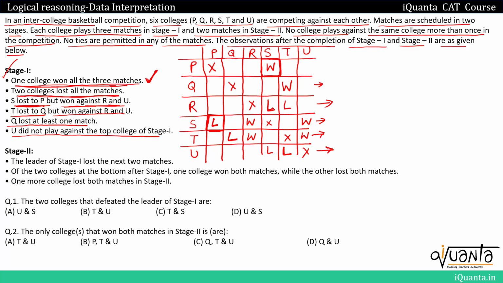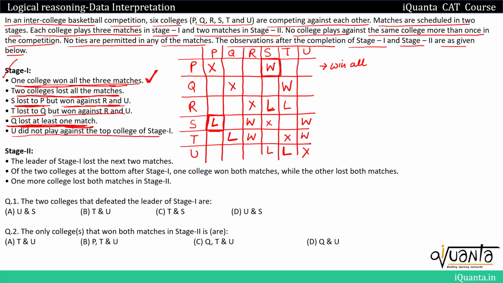About Q and P, we were given that Q lost at least 1 match. So if Q is losing at least 1 match, then definitely Q also cannot be the college that is winning all the matches. So we have only one college left, that is P. P will be the college winning all the matches. That means all 3 matches that will be played by P will be won.